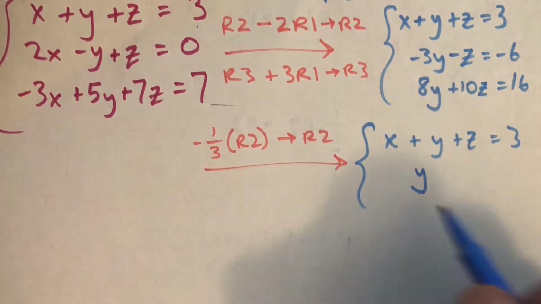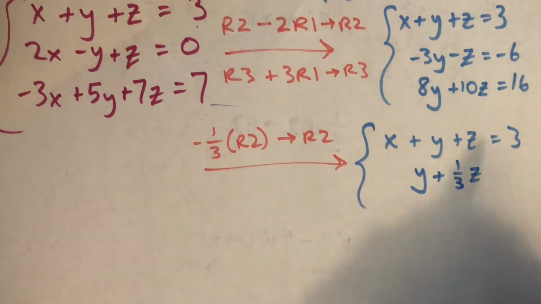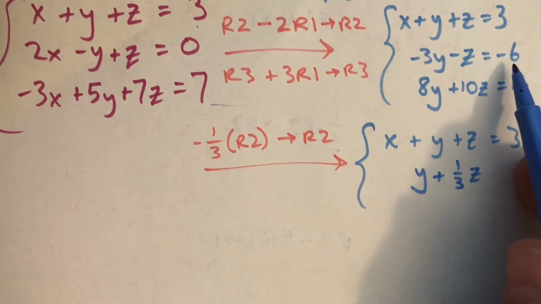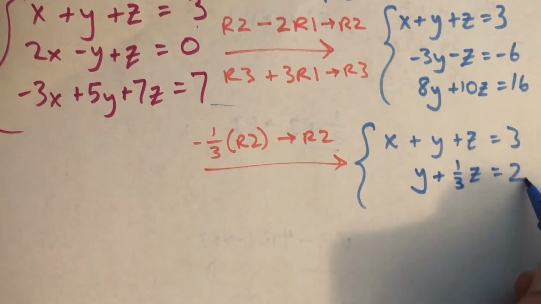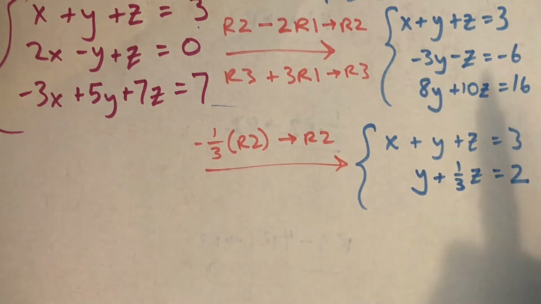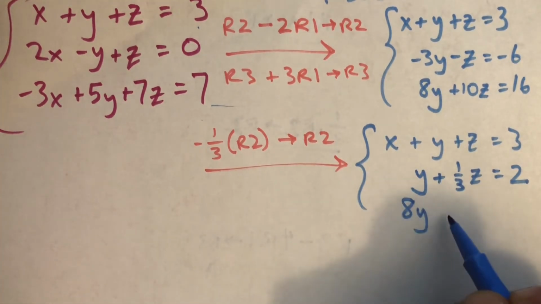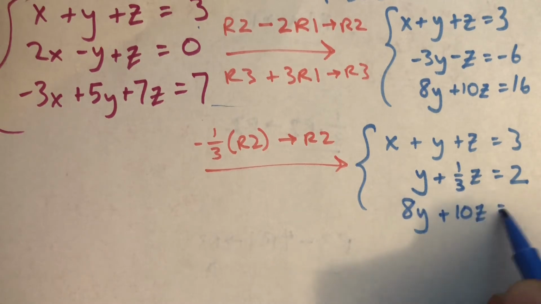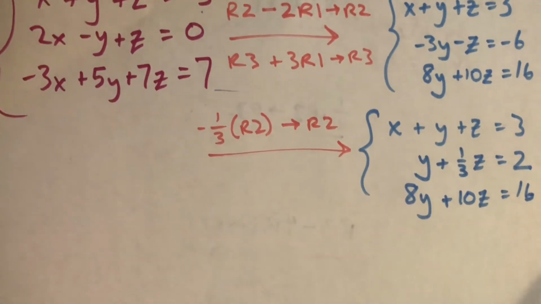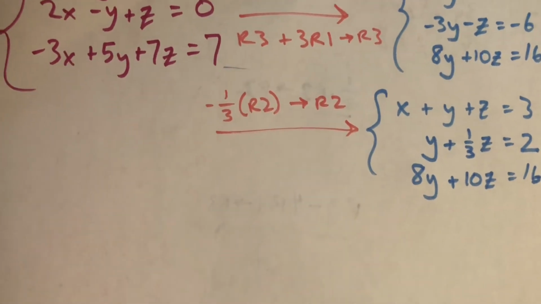-1/3 times -1 is +1/3, so I've got +1/3 z. And then -1/3 times -6, that's +2, right? So -6 divided by -3, same thing, so it's 2. And then we didn't change the other row here. We got 8y plus 10z equals 16. So we didn't change anything about that other row there. Okay, so we're in good shape, right?